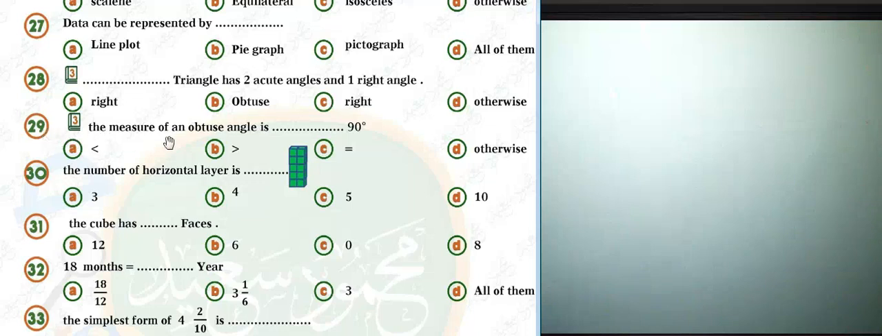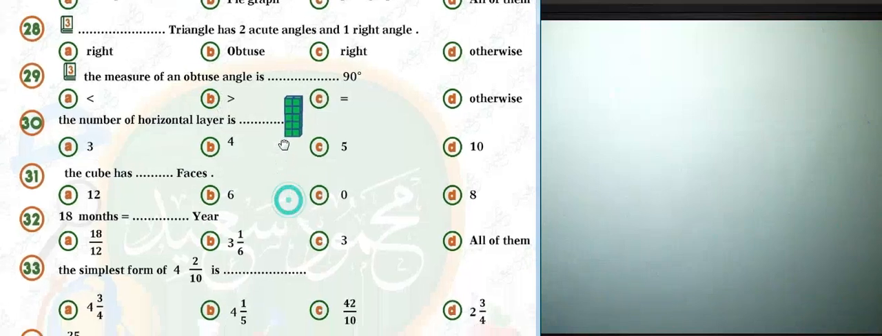Question 29. The measure of an obtuse angle is greater than 90 degrees. Choose letter B about this example. Greater than. Okay.